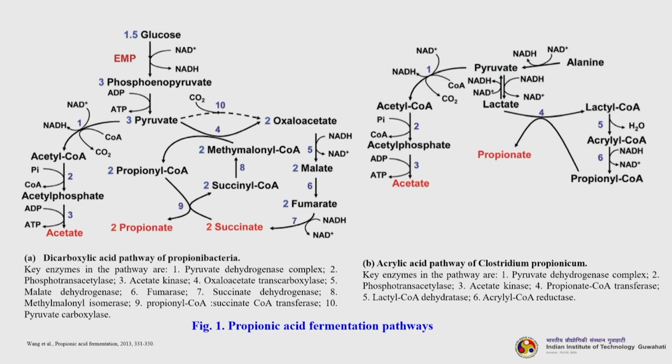This I showed you a few minutes before. So, this is the classical propionic acid fermentation pathway, basically two different pathways. First is the dicarboxylic acid pathway of the propionibacteria, second is the acrylic acid pathway of the Clostridium species, Clostridium propionicum.